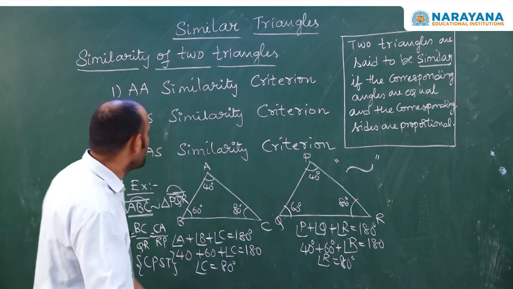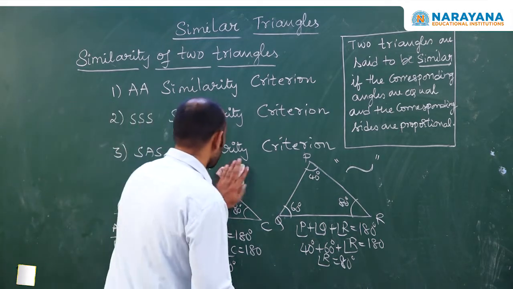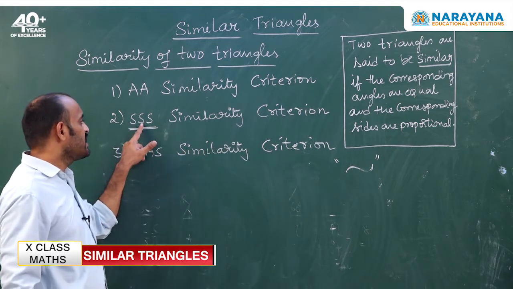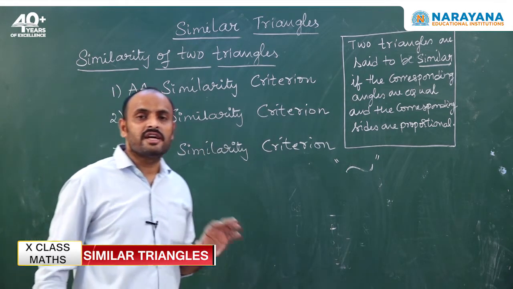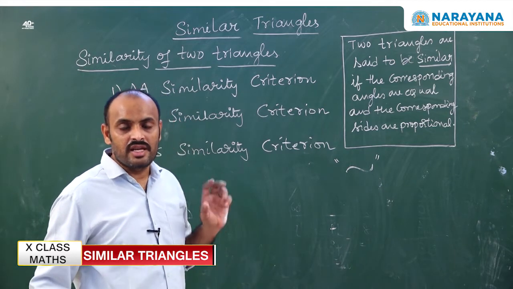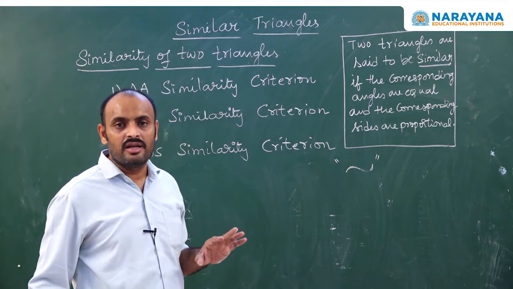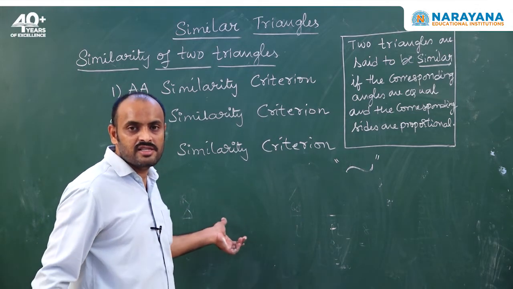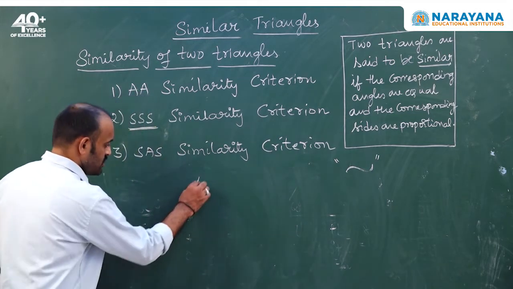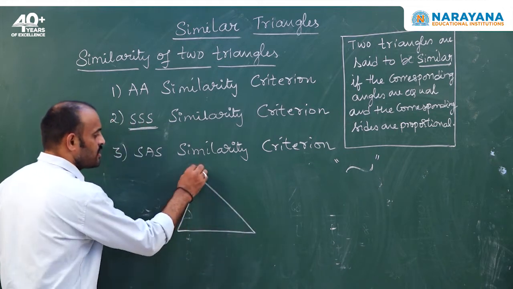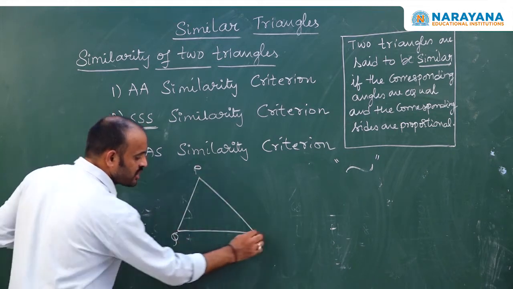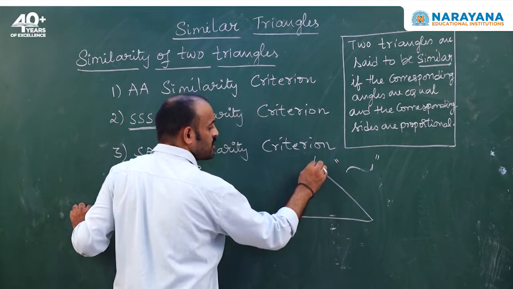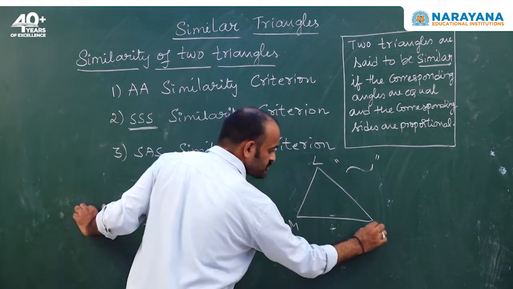Next, the second one is triple S similarity criterion. Second one is triple S, that means side, side, side. The three sides of first triangle are proportional to three sides of second triangle, then the triangles are said to be similar. I have considered two triangles PQR and LMN.